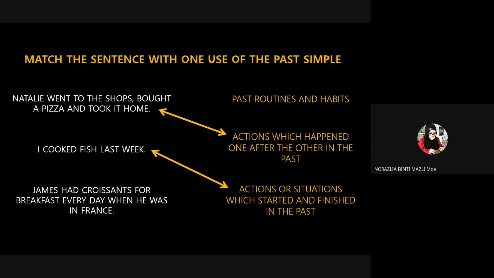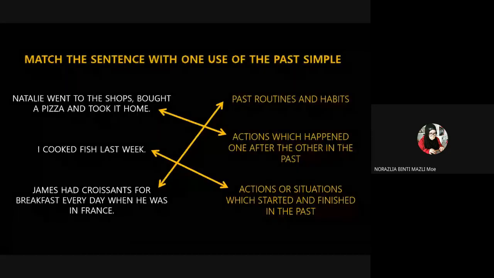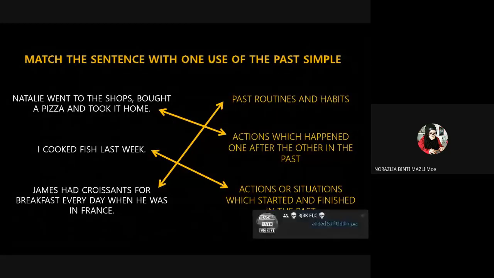Why? Sebab last week I cooked fish last week. This week I think I want to cook chicken. Macam itulah example. Okay, last one. That means the last one, James had croissant for breakfast every day when he was in France. That one refers to past routines and habits. Lagi satu macam ni boleh kata dia habit tu sebab dia kata every day when he was in France. So maybe now James, he is staying in London for example. So he never had croissant for his breakfast anymore.